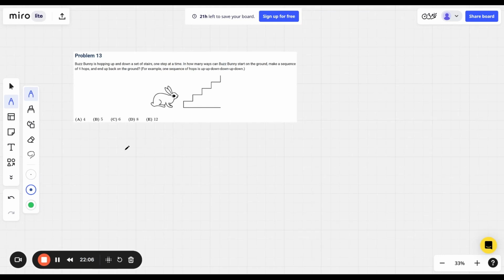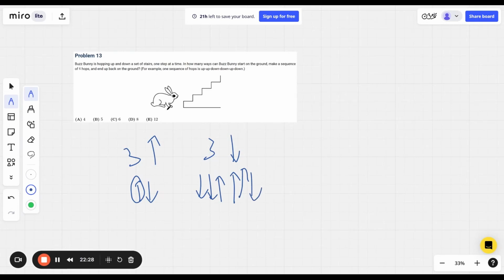What comes over here is that we must have 3 times Buzz Bunny goes up and 3 times Buzz Bunny goes down, right? Which basically means we have to arrange the characters up and down. But we must always have more ups than downs. So like we can't have down, down, up, up, up, down. That just wouldn't make sense because it starts on the ground already, right?